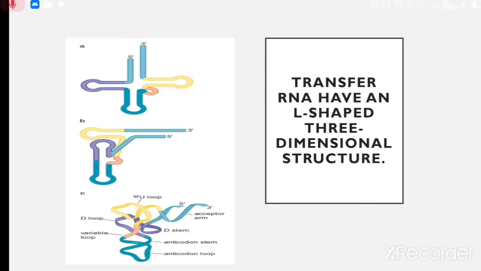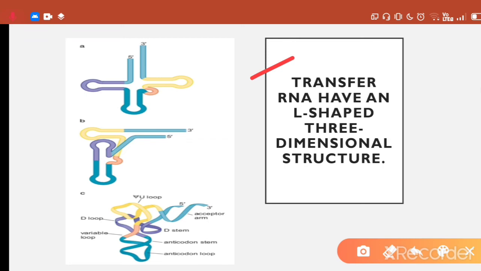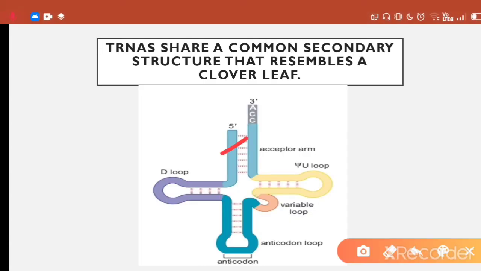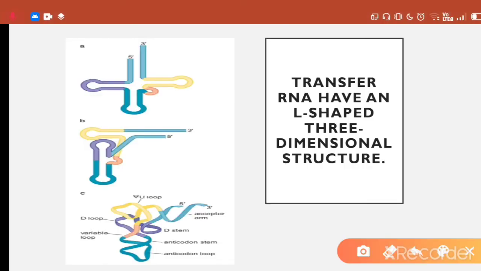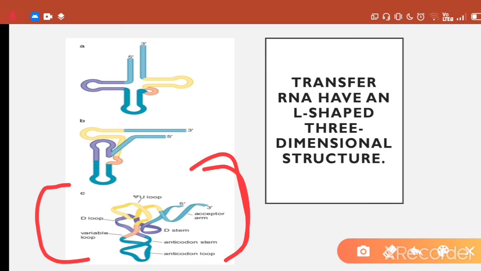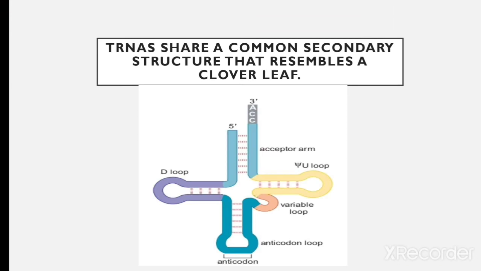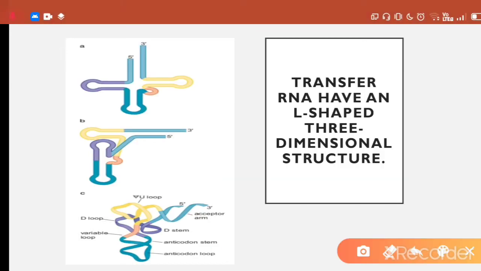Our third point is that transfer RNA has an L-shaped three-dimensional structure. As we know, the clover leaf reveals regions of self-complementary sequence within the tRNA. As we can see here, these red dots show complementary base pairing. And X-ray crystallography reveals an L-shaped three-dimensional structure of tRNA, as shown here, in which the terminus of the acceptor arm, as we can see here, is our acceptor arm.